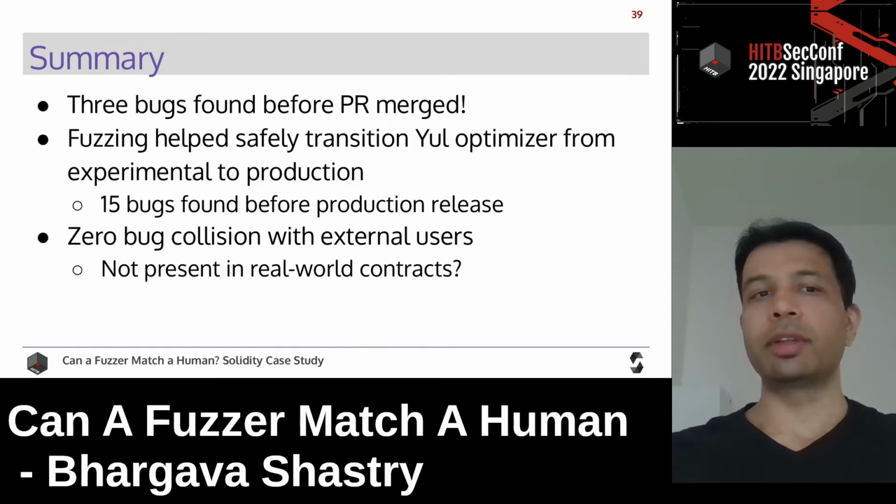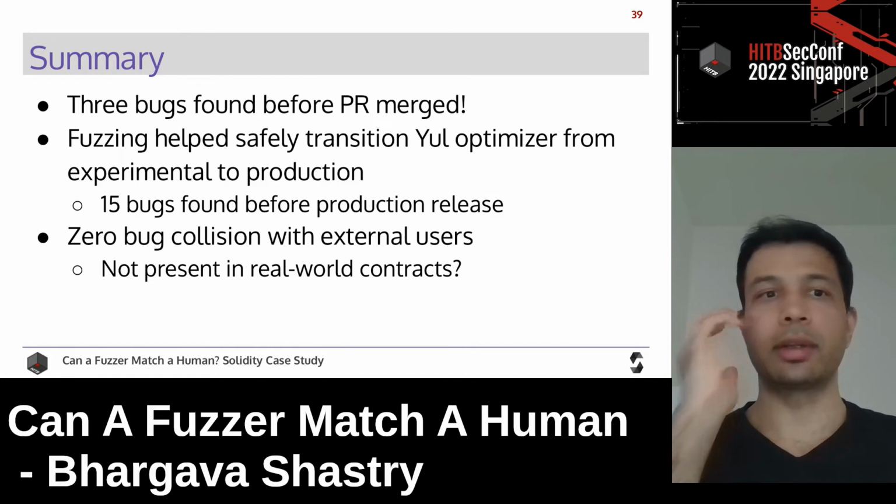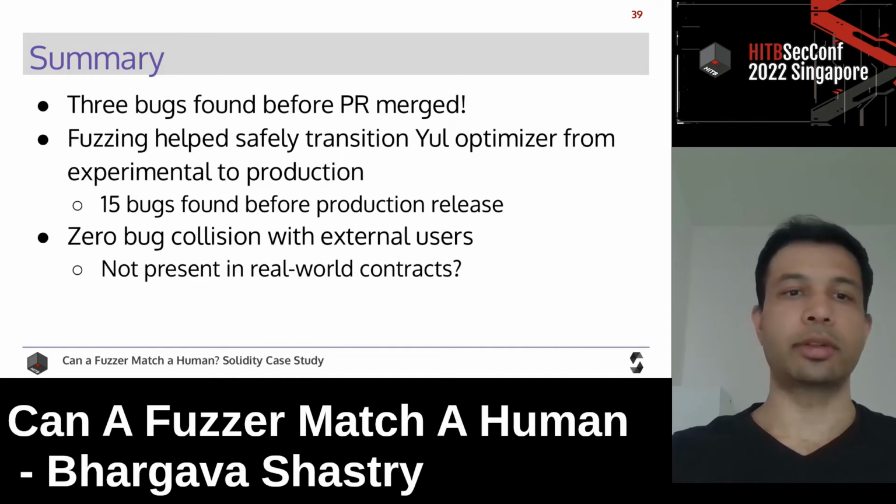Finally, we noticed zero bug collision between the bugs found by the fuzzer and those found by external users. This poses the question of whether the fuzzer is actually finding bugs that are meaningful to end users, and whether these bugs would actually affect real-world deployed contracts at all. I would leave this as an open question because it is out of the scope of the talk today.